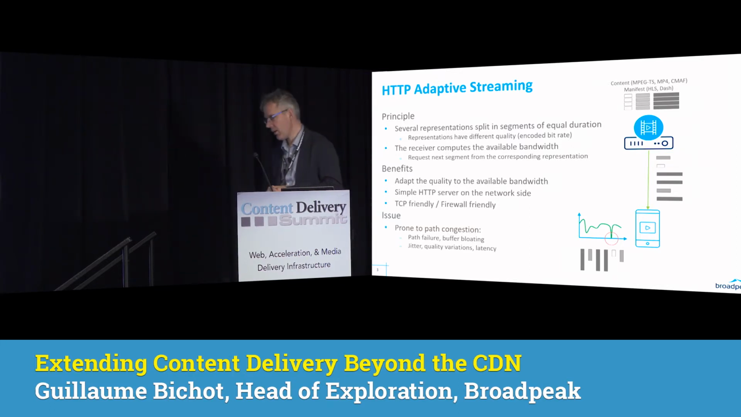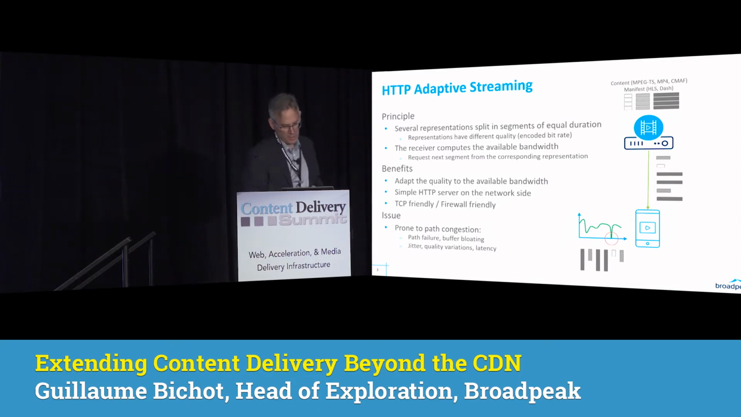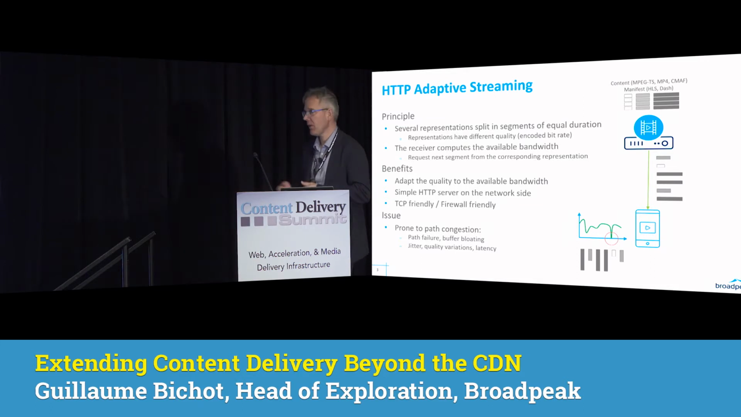But there is one drawback, which is that the solution is prone to congestion, which means if you have failure, if you have buffer bloat, then you're going to experience jitter and quality variations. So in order to compensate for this, you need to buffer. And if you buffer, you add latency. So in order to solve these impairments, we have, in the past, worked on something called multipath HTTP adaptive streaming, and this is what I'm going to present now.